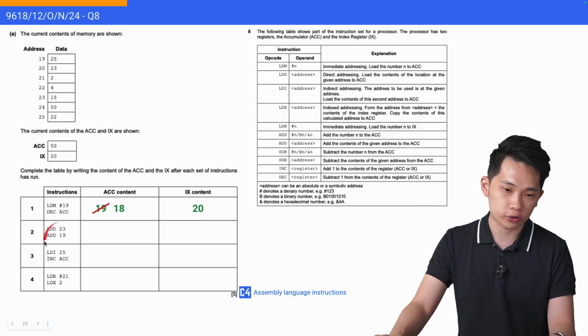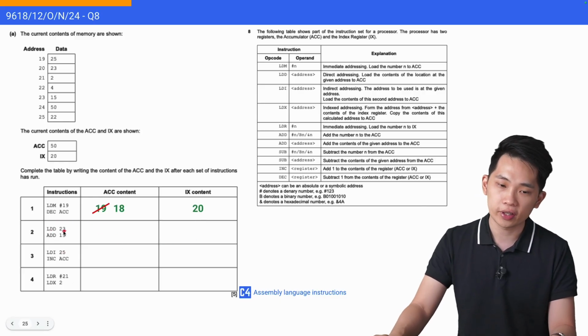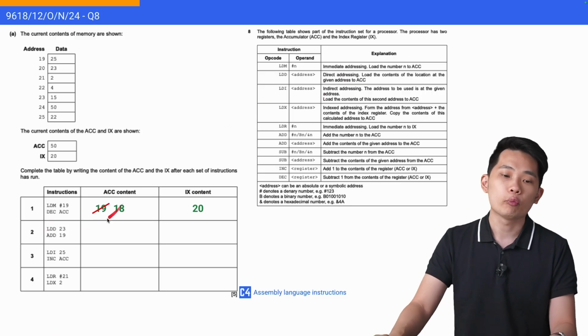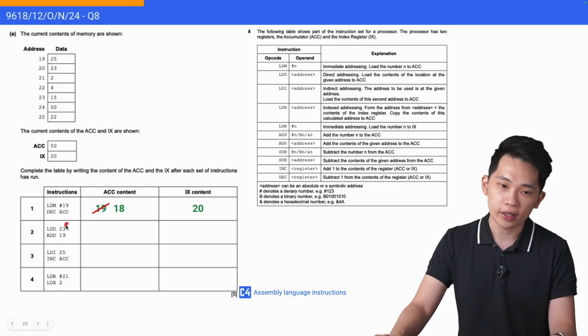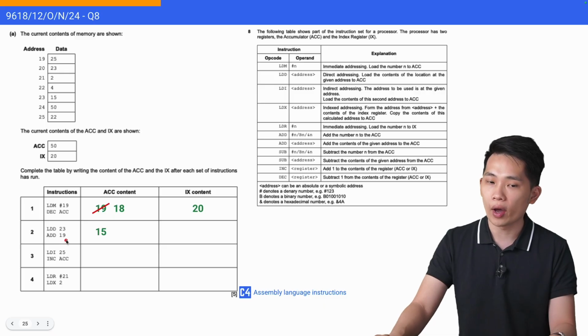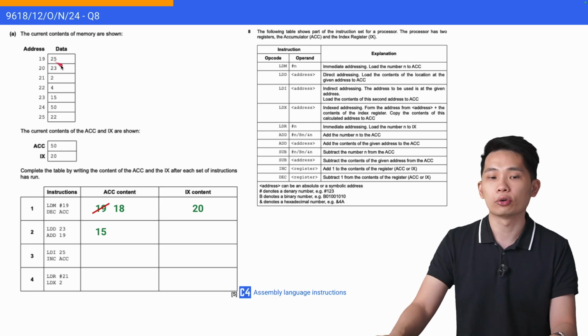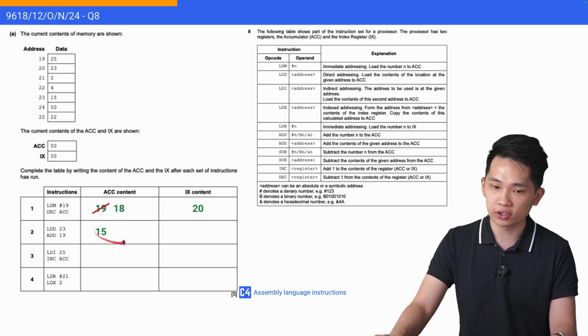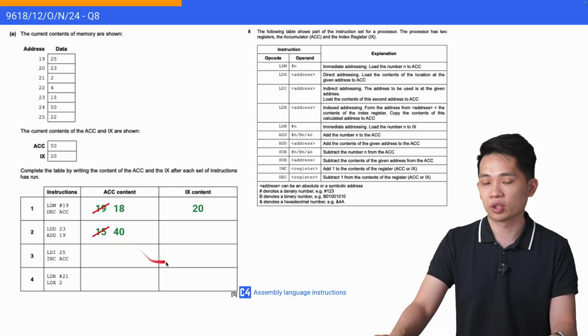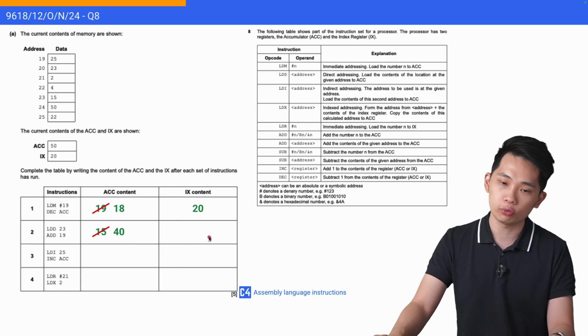For the second instruction here, LDD 23 and then ADD 19 here. So LDD is direct addressing, meaning that we'll load the content of address 23 into the ACC here. So what is in address 23 is 15 here. So we write 15 here. And next, ADD 19, meaning that we'll add the value stored in address 19 to this 15 here. So what is in address 19 is 25 here. So 25 plus 15 is equal to value 40 here. So same thing again, IX, no changes, so value 20 here.